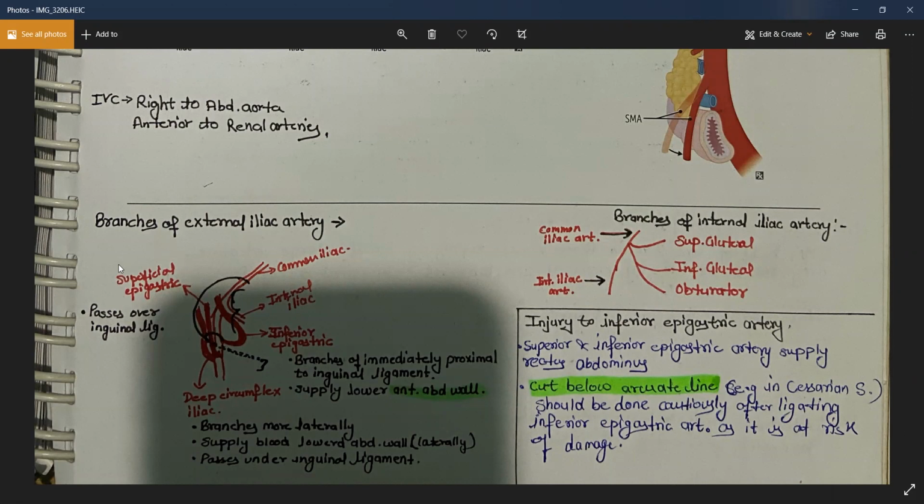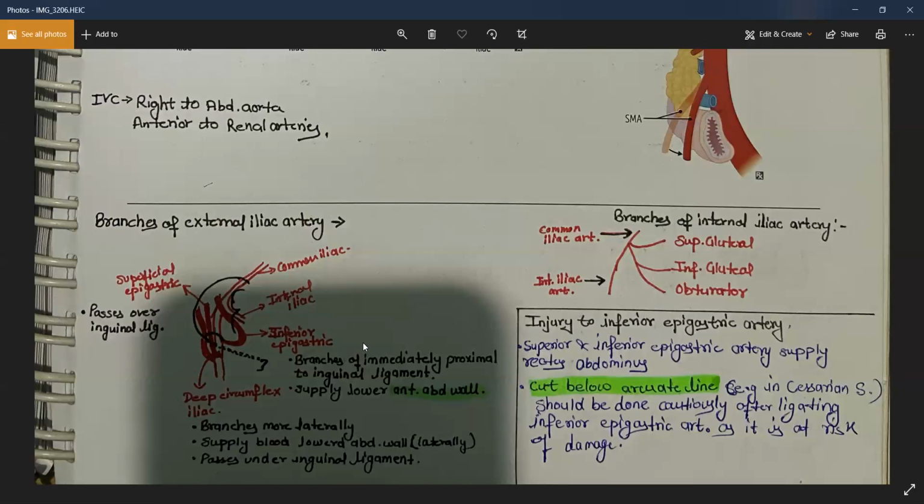So three branches: one is the inferior epigastric, second is the superior epigastric, and third is the deep circumflex iliac. Inferior epigastric supplies the anterior wall of the abdomen. Deep circumflex iliac and the superficial epigastric supply the lateral wall of the abdomen.